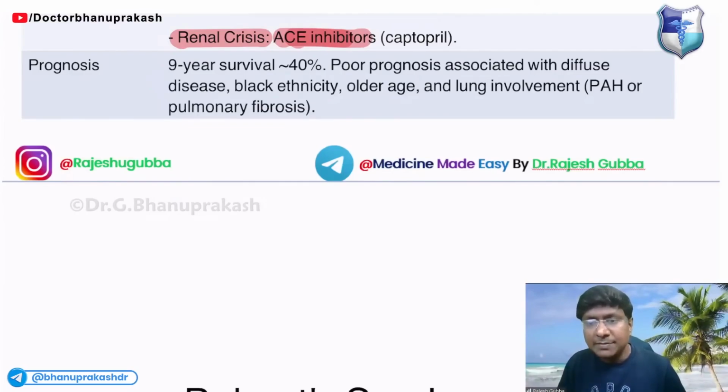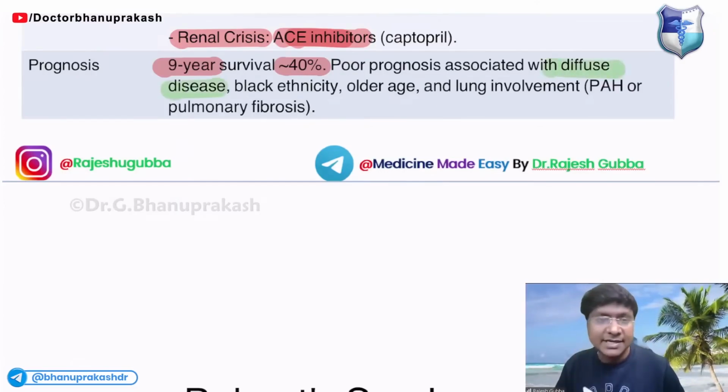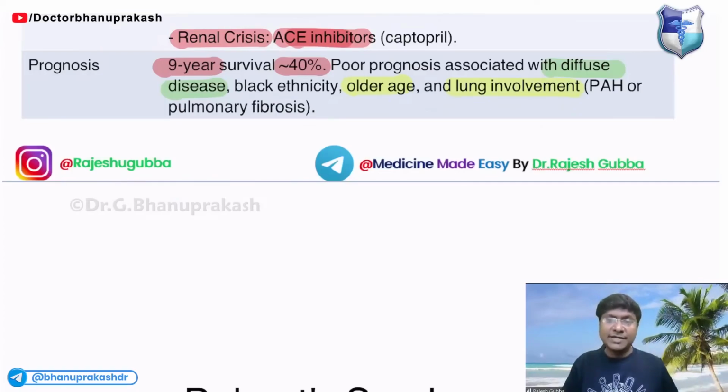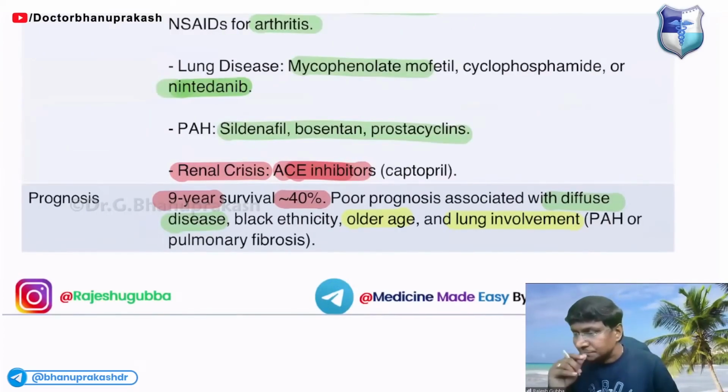And overall, how will be the prognosis in these individuals? Nine-year survival rate is around 40%. But in which group of scleroderma will you have poor prognosis? Please remember, mainly whenever there is diffuse scleroderma, they are considered to have poor prognosis. The other poor prognostic features are older age as well as lung involvement. Because whenever there is lung involvement, there is development of pulmonary arterial hypertension, and that can cause death in the individual. Okay, so this is the story related to scleroderma.